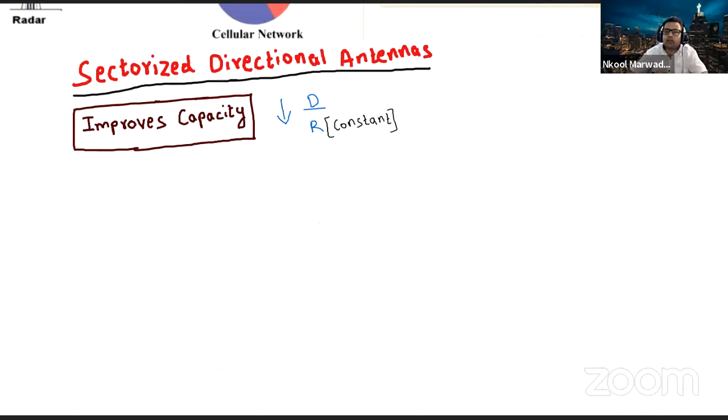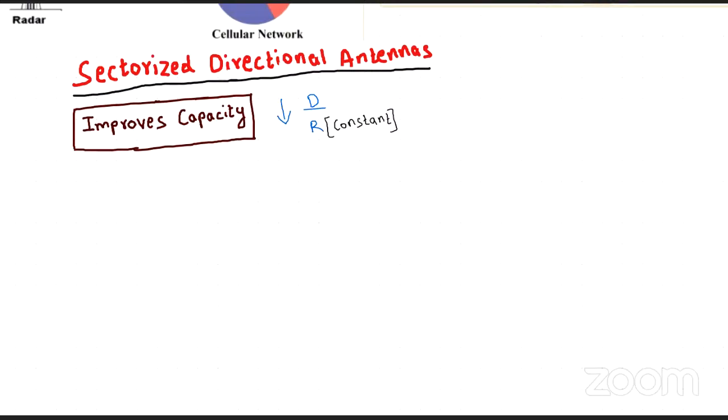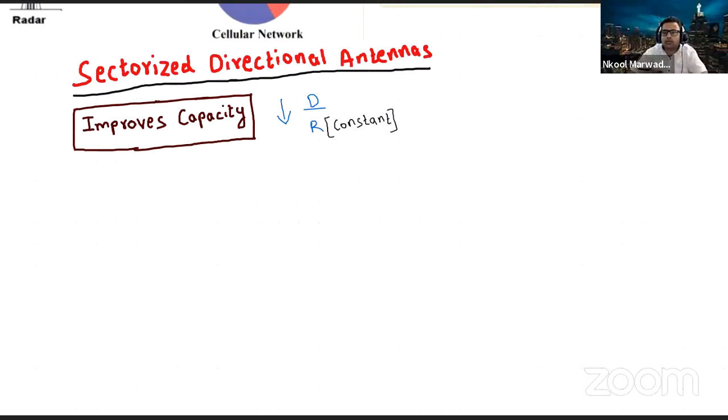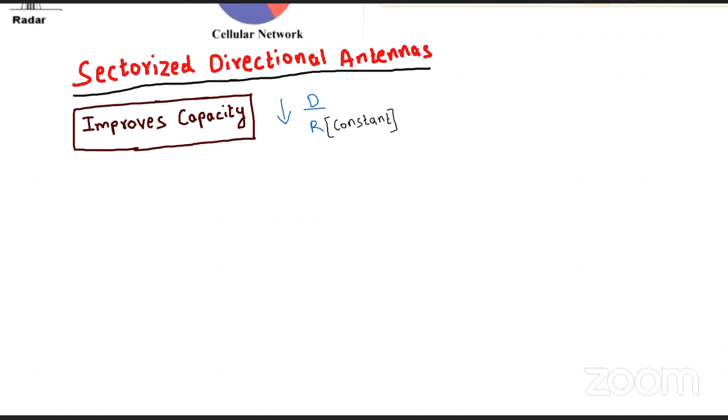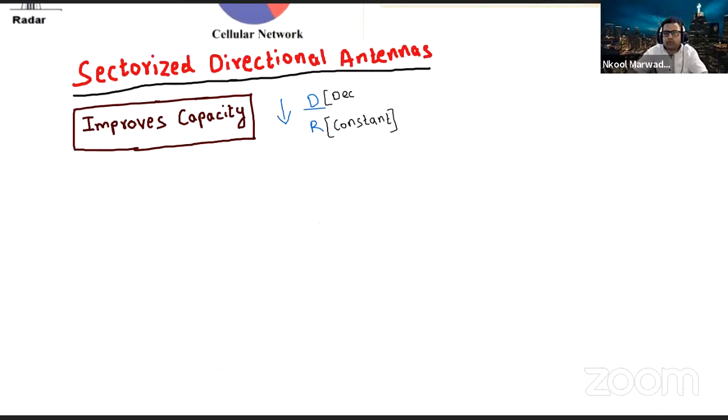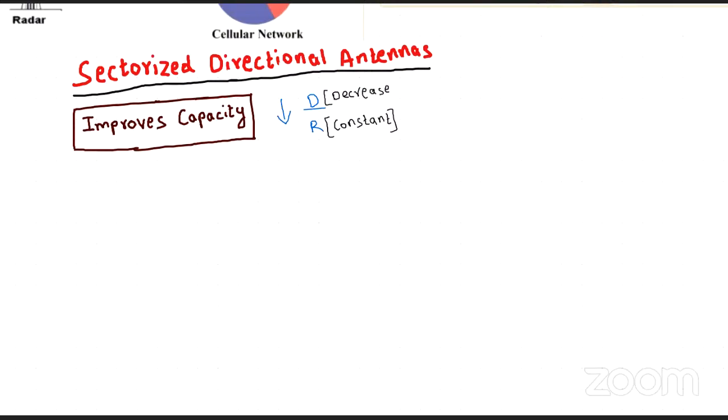But the distance between two co-channels we can decrease, to decrease the D by R. So whenever we do the sectoring of the cell, the distance between two co-channels automatically decreases. Hence, the D by R ratio can decrease also.